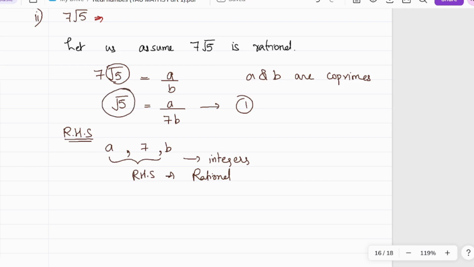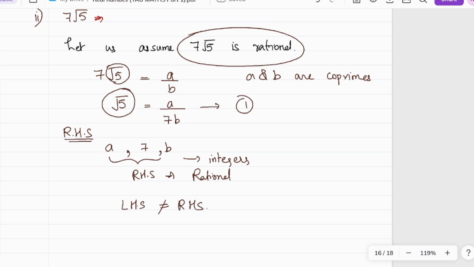But it is not happening here, right? Root 5, we know, is an irrational number. This contradicts our fact that root 5 is rational. So we can tell that our assumption that 7 root 5 is rational was wrong. From here we can tell that LHS is not equal to RHS. In LHS we are getting an irrational number and in our RHS we are getting a rational number. So our assumption was wrong, and we can tell that 7 root 5 is irrational.